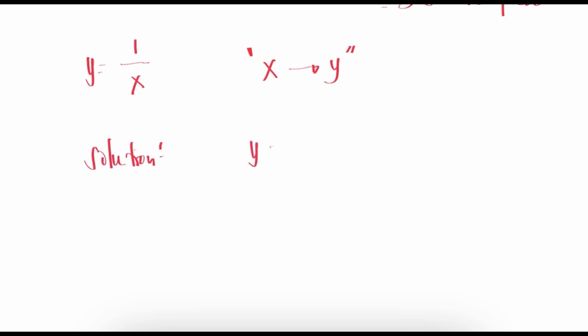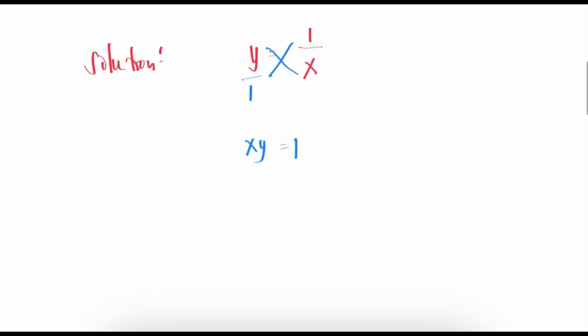So bring down y is equal to 1 over x. Now let us cross multiply. This one is over 1. So what is x times y? That is xy. What is 1 times 1? That is 1. Then, let's solve for x. So, let's divide both sides by y. So, we have now x is equal to 1 over y.